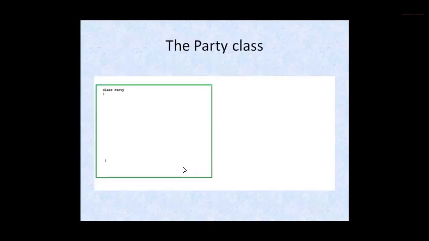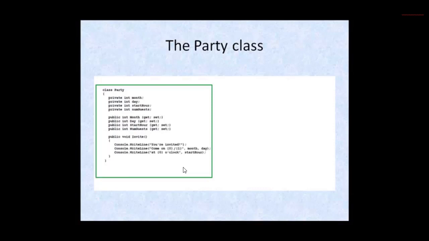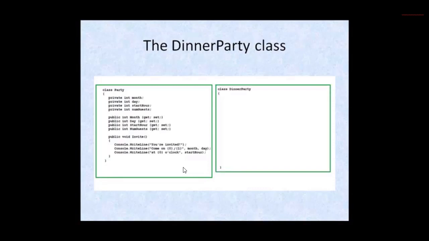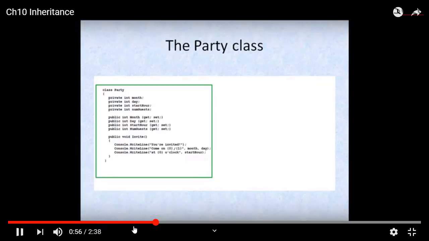Let's take a look at a party class that you might create to hold data about parties you might throw. You might decide that every party should have fields for the month, the day, and the start hour for the party, and also perhaps the number of guests invited to the party. You might create properties for each of these fields, and you might have any number of methods, including perhaps an invite method that displays data about the party that you can send to your friends to tell them when to come. Suppose you also create a dinner party class, and you decide that a dinner party needs a month, a day, a start hour, and a number of guests, and an entree that will be served.